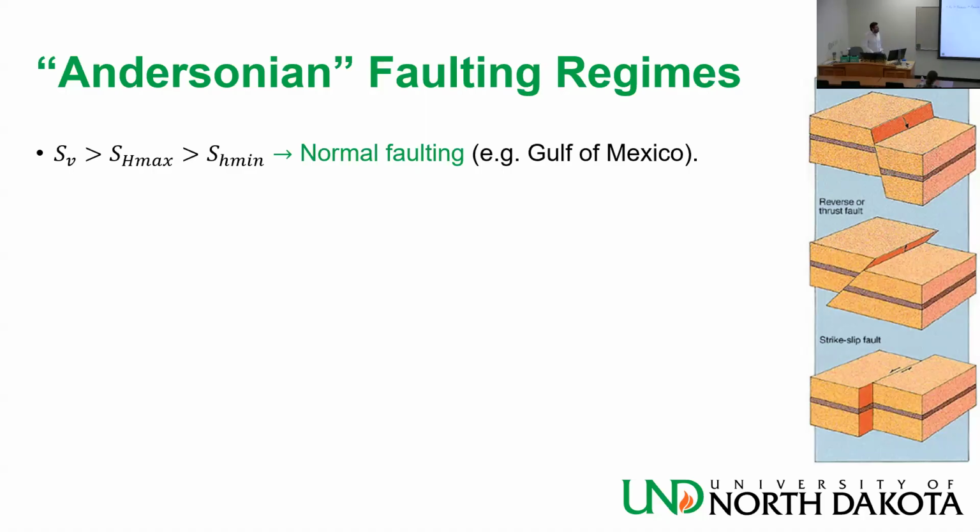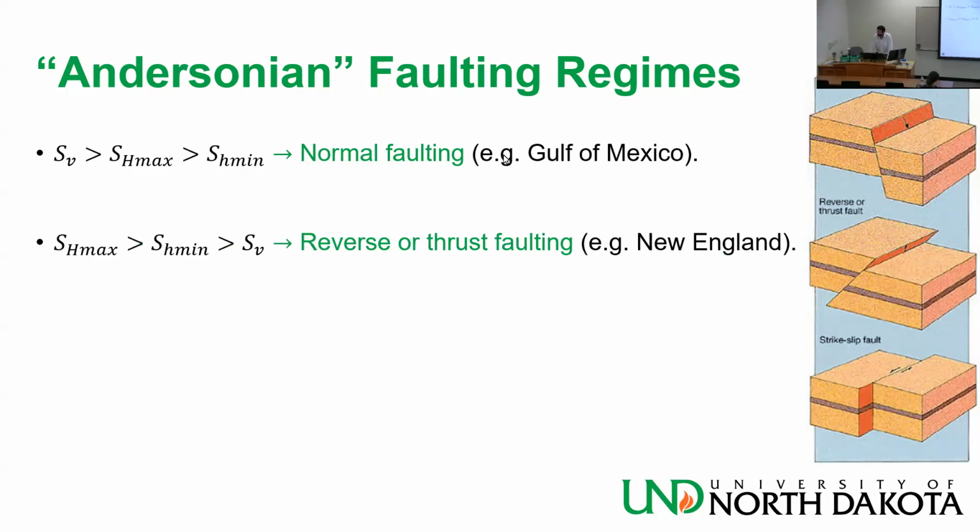Anyway, so the first permutation is where you have SV bigger than SH max, which is bigger than SH min. That's normal faulting. Gulf of Mexico is a very good example. Tectonically relaxed environment. The other one is the opposite of that, which is SH max being the biggest, SV being the smallest, SH min in the middle. This is reverse faulting or thrust faulting. That's like where you have mountains, Himalayas.